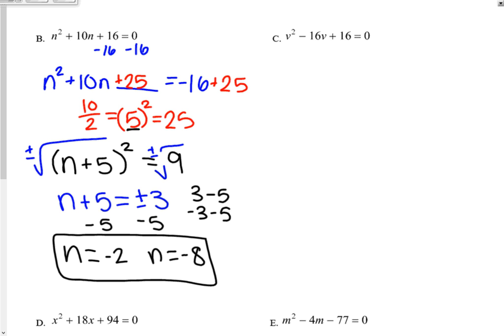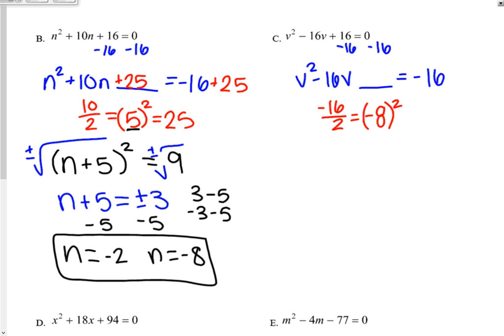We look at C, again, we're going to start with that same step. Our first step is always moving the constant over to the other side. So v squared minus 16v, again, I'm going to leave that space to fill in, equals negative 16. Take my middle term. My middle term here is negative 16. I'm going to divide that by 2, so I get negative 8. Before I put it in the equation, I need to square it, which gives me a positive 64.